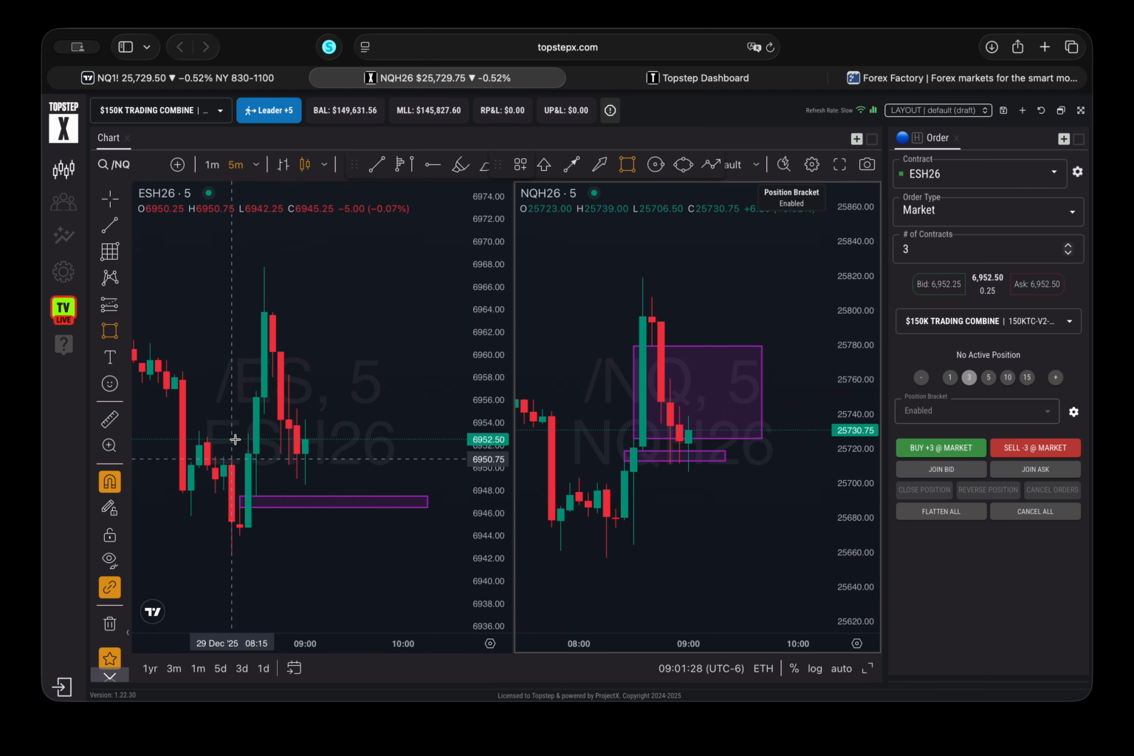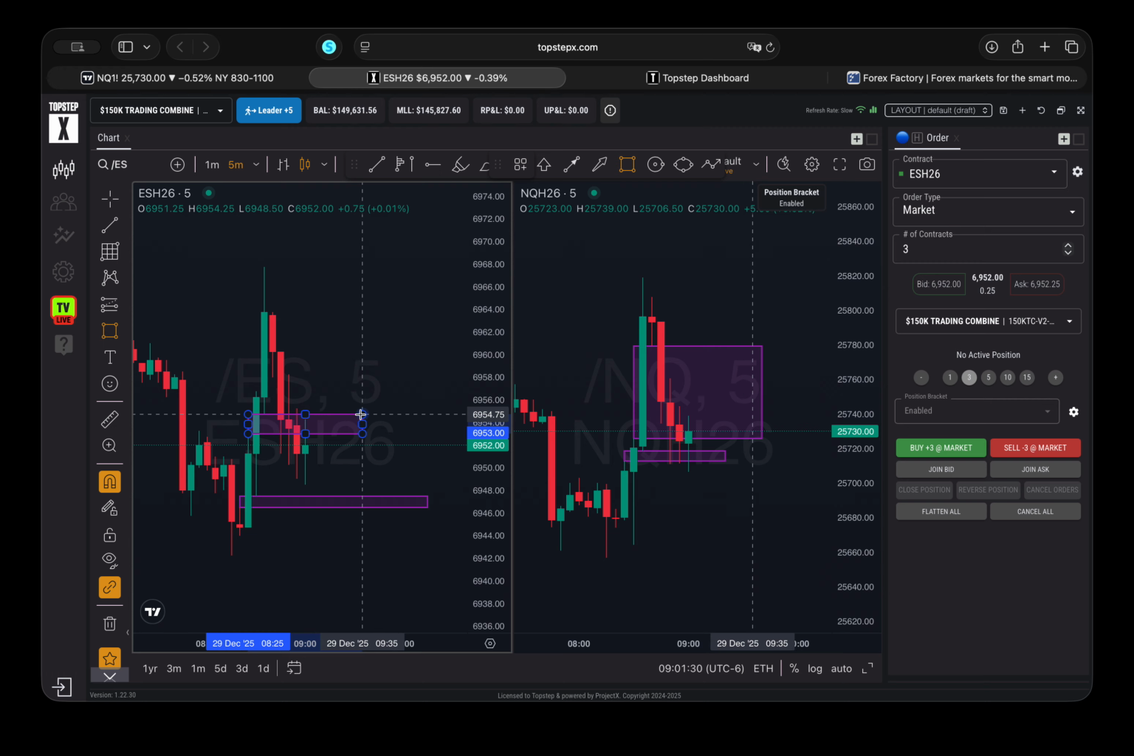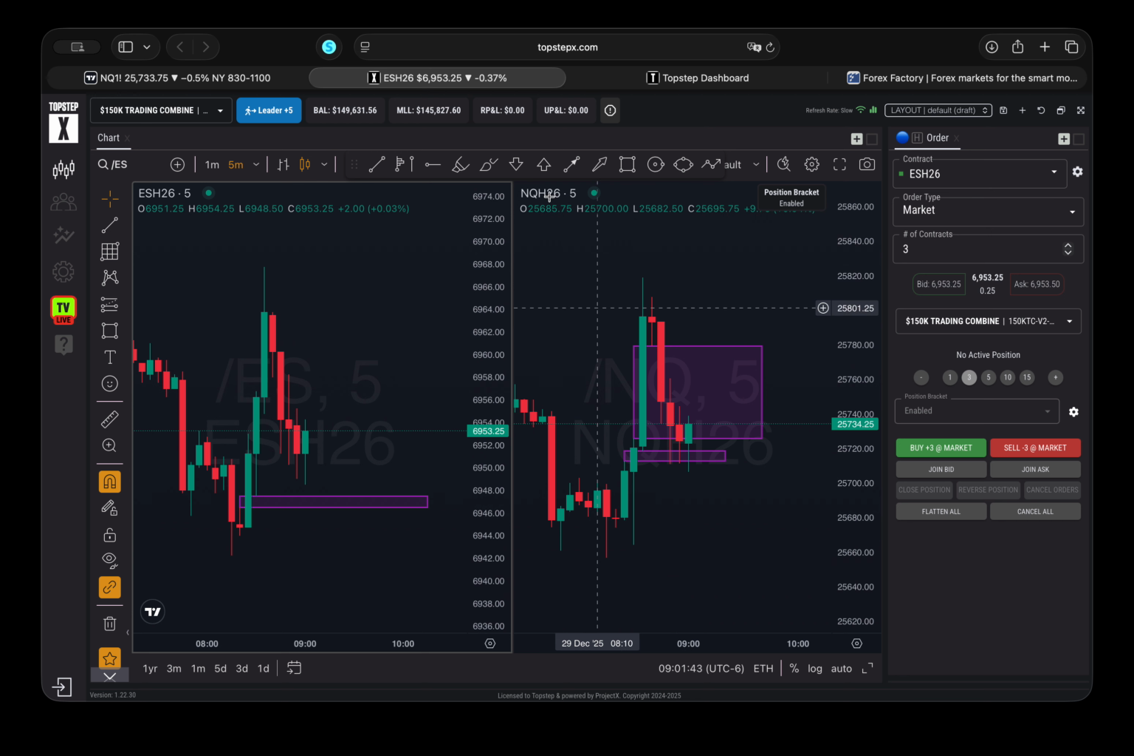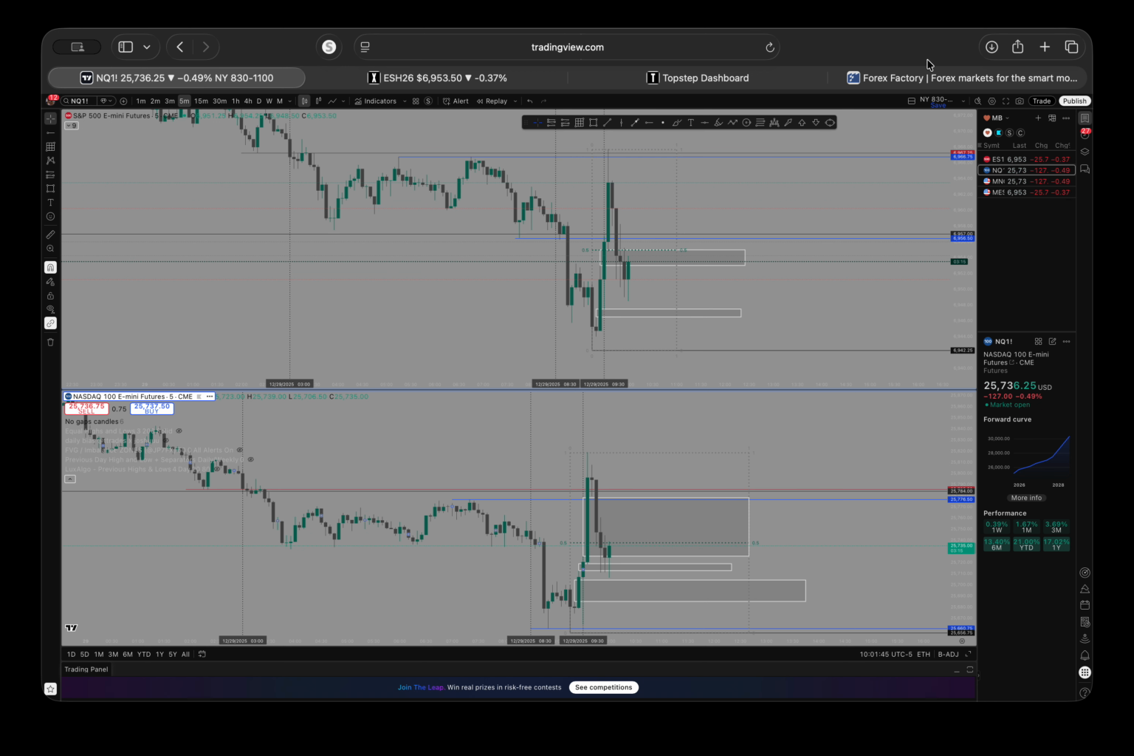This fair value gap was invalidated when it closed beneath, so we can remove it. This fair value gap also was invalidated. Am I right? New update. Yeah, this fair value gap got invalidated, right? Yeah, because it closed beneath it.